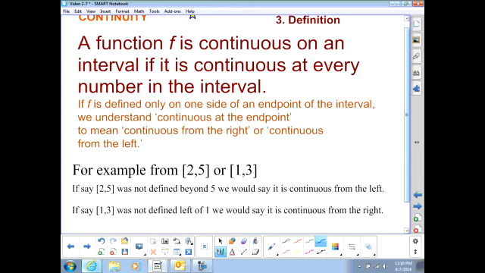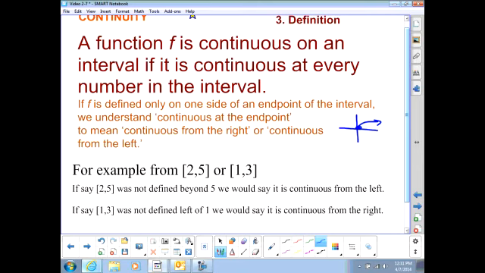If a function is perhaps only continuous up to one of the endpoints, then we understand that it's continuous at that endpoint. An example of that would maybe be a square root function. Square root of x looks something like that. It's not defined to the left of it. We can say it's continuous at its endpoint there, meaning that it's continuous from the right.